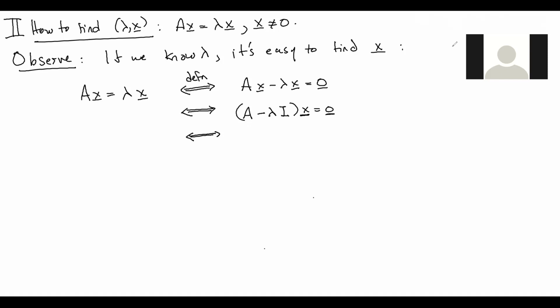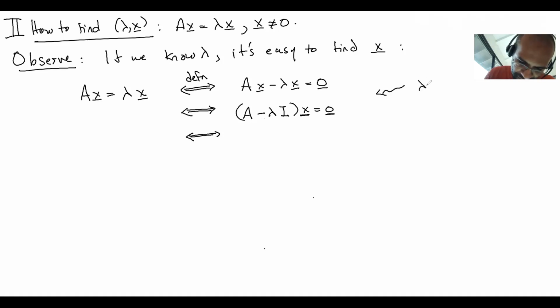Oh yeah, why do we need the identity matrix? Couldn't we just leave it as lambda? Well, we need the identity matrix because we're subtracting something from A, right? And that should be another matrix. So here I'm using the fact that lambda times identity times x is equal to lambda times x. But I want to subtract from A another matrix, right? I can't subtract a number from A. Yeah, good question. Any other question?